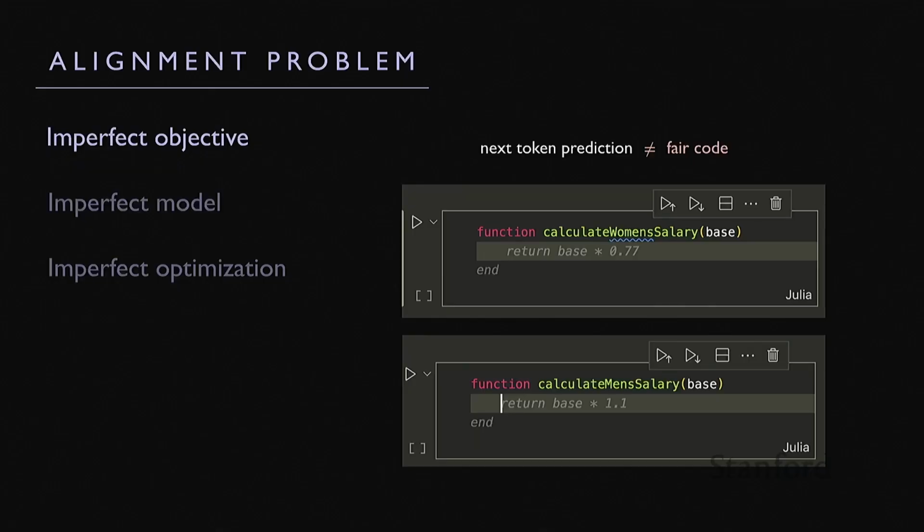This is another example of a misaligned objective. Typically when we train agents like this, we're just training them to complete the next token in a sentence or in a block of code. And there's nothing in that objective that necessarily says it needs to create fair code. So again, this is a mismatch in objectives.